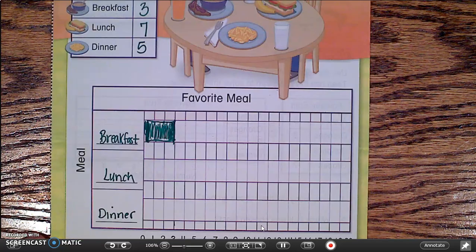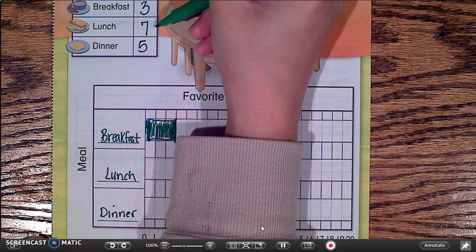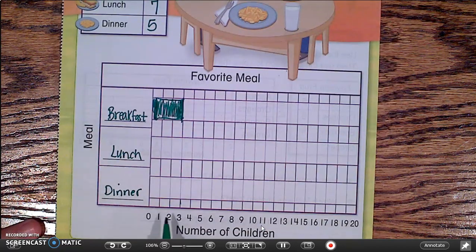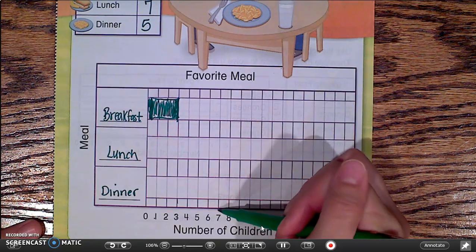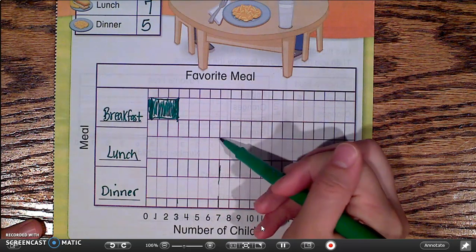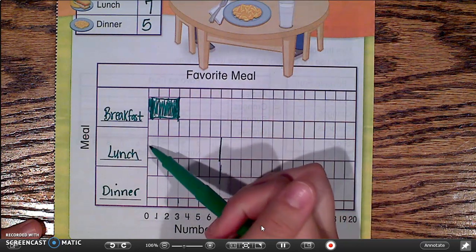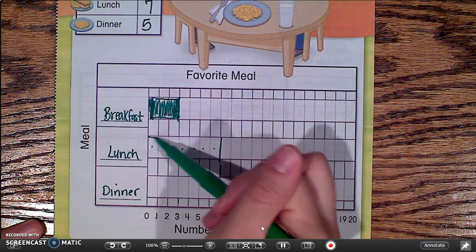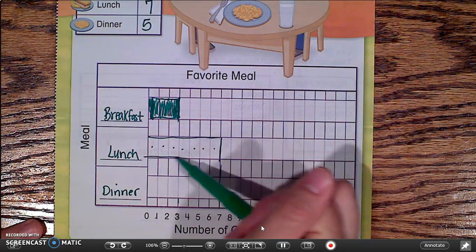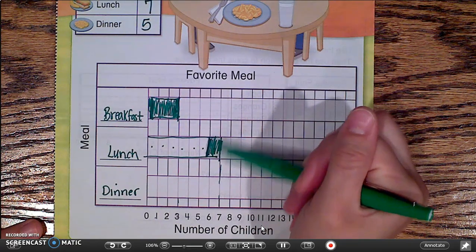Next, we're going to do lunch. How many students liked lunch? That was their favorite? 7. So I'm going to go down here. I'm going to count to 7. 1, 2, 3, 4, 5, 6, 7. Or you can just find 7. And you're going to just find that line and go all the way up. Make a line. Okay. And then let's count. 1, 2, 3, 4, 5, 6, 7. And then color your bar in.